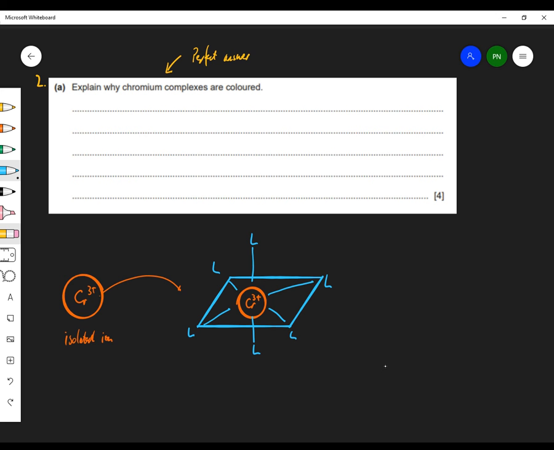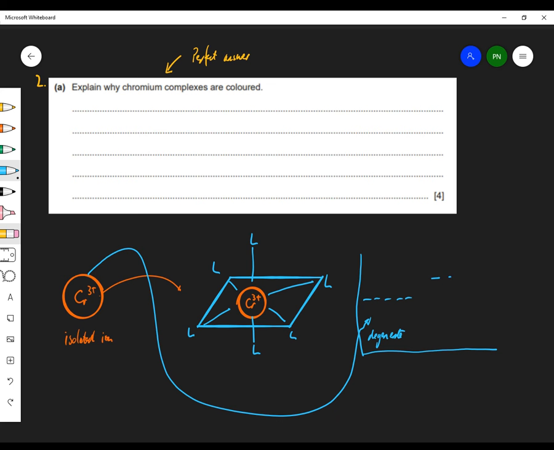Now the thing is, in the isolated ion case, all of the d orbitals are of the same energy. There's 5 of them, like this. They are what we call degenerate, and we should all know that. But when they're in a ligand field, they split. They split into 2 at the top and 3 at the bottom. Now, we don't have to say which ones are which, not in this question, but that's how they split.